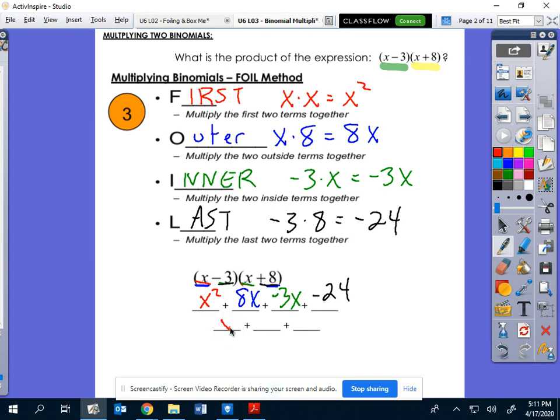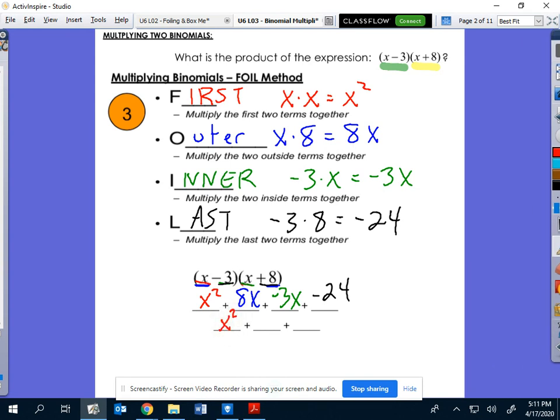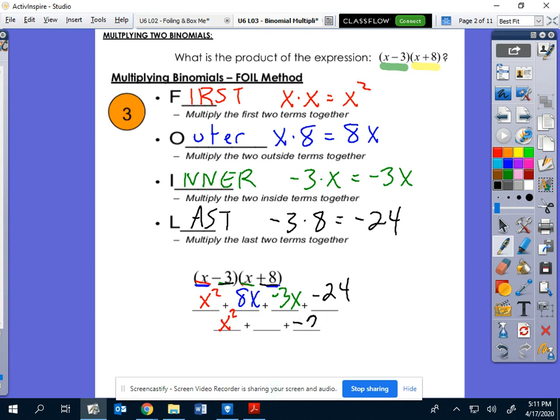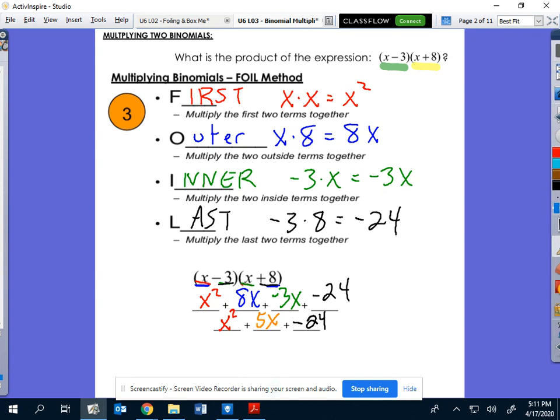So negative 24 there. So you'll notice that I have 3 more blanks at the bottom simply because the x squared doesn't change. He doesn't have any like terms. The negative 24 doesn't change because he doesn't have any like terms either. But the 2 terms in the middle are like terms, 8x minus 3x. Those combine to give me 5x. So that's actually my answer, x squared plus 5x minus 24. That would be the answer to that question right there. So if you like that, that's great. If you don't, worry not. I have 2 more methods you could use.